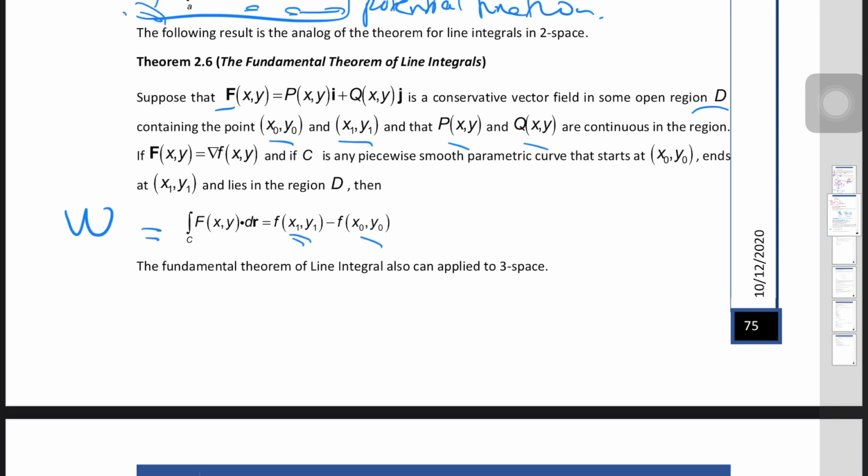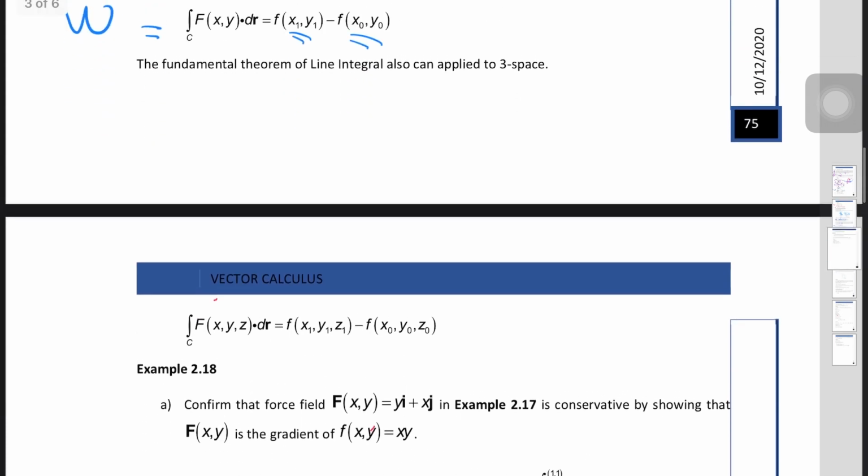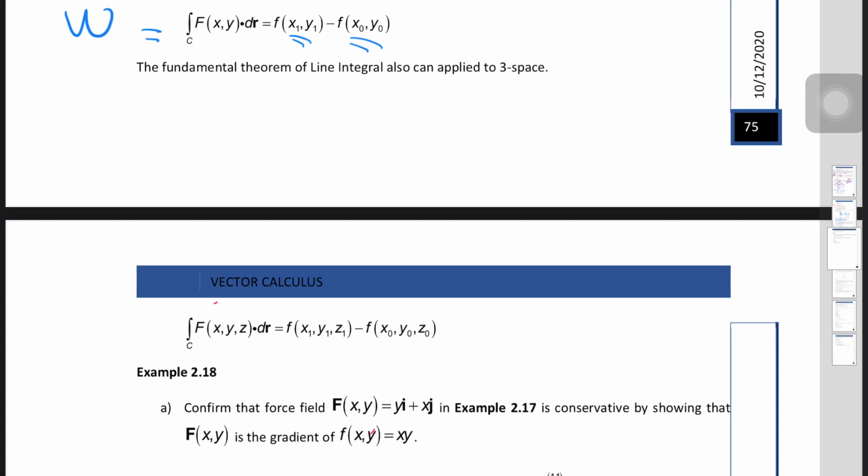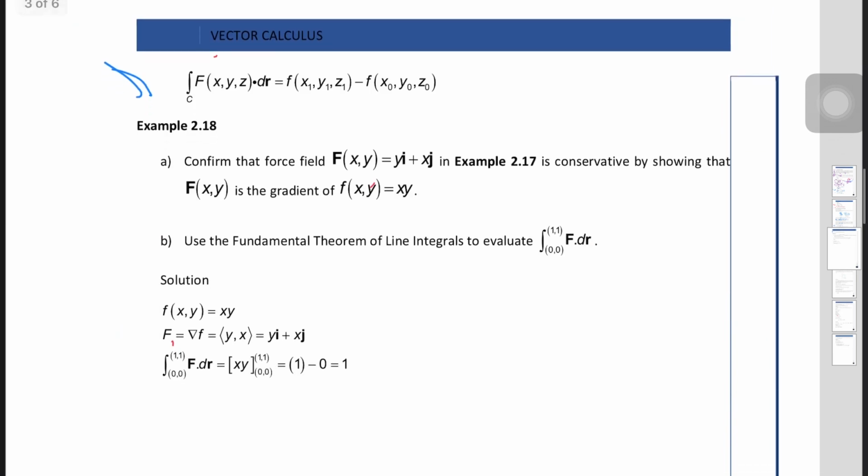So kalau kita ada dia punya initial and the terminal point, using dia punya potential function, we can find dia punya work done. So we don't need to find the parametric equation apa semua, tak perlu. So we can apply the fundamental theorem of the line integral. Okay. The fundamental theorem of line integral also can apply in 3 space, iaitu yang inilah, di mana kita tambah komponen z saja. So let's look at example 2.18.